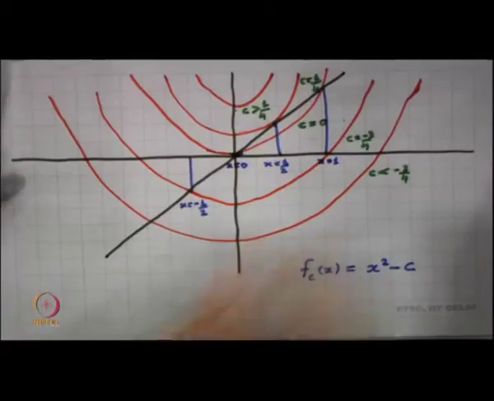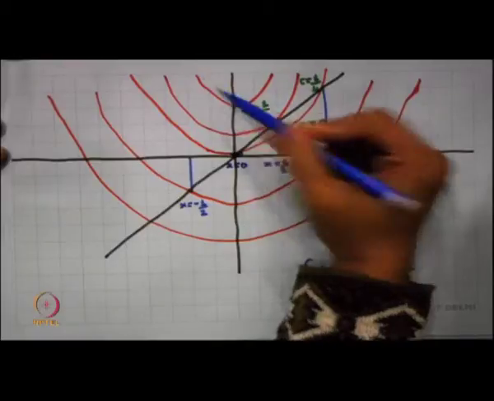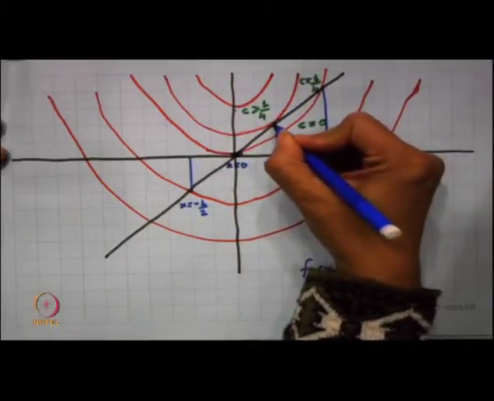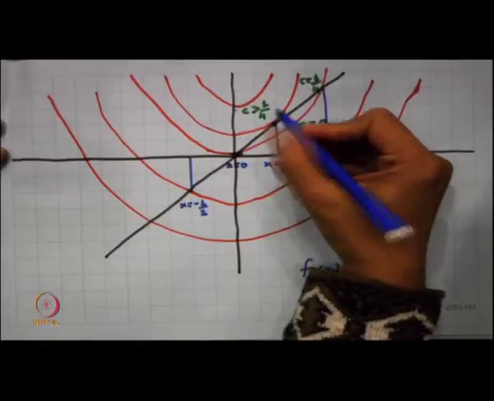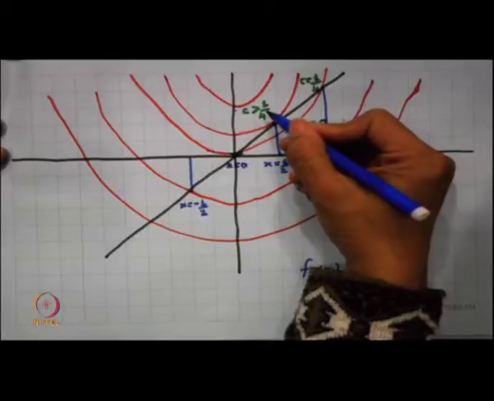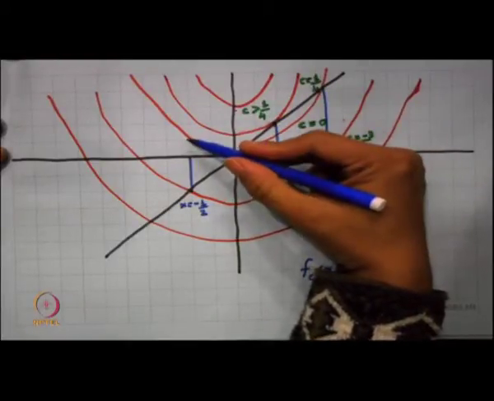Now, what happens at c greater than 1 by 4? You find that this has no fixed points. When c equal to 1 by 4, we find that it exactly intersects the diagonal at 1/2. So, there is only one fixed point here. As c becomes less than 1 by 4, we find that there are two fixed points here.